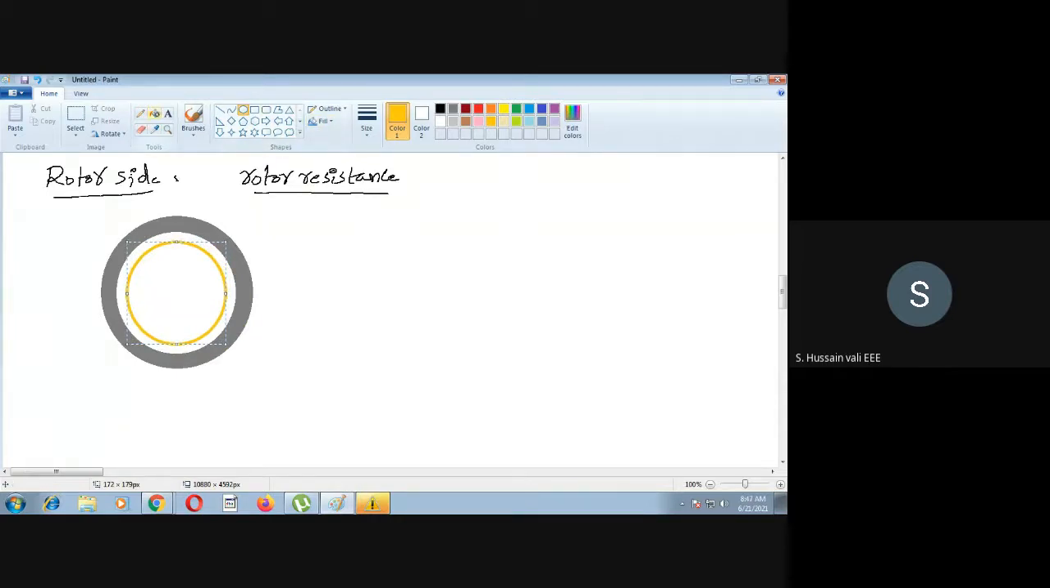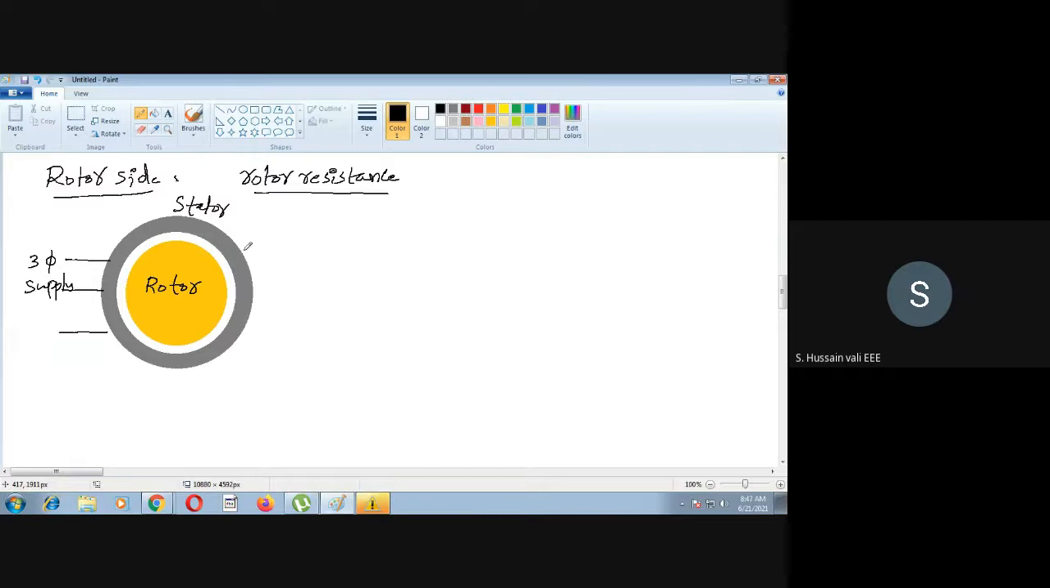This one. So this is your stator and this yellow color is the rotor. Now this time, don't change any kind of supply to the stator. You just give the three-phase supply which is available, coming from the distribution station. Then what you do here is vary the rotor resistance.